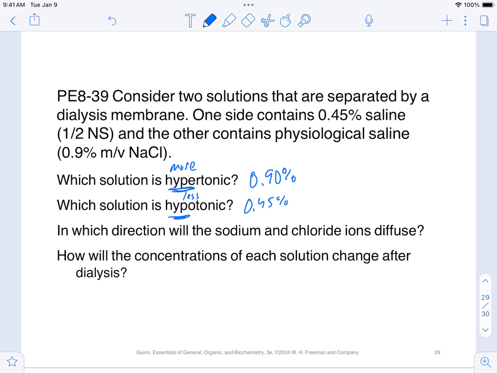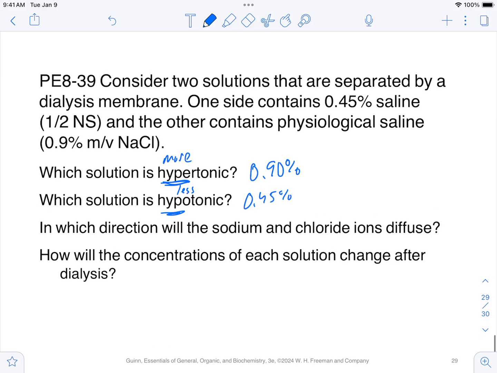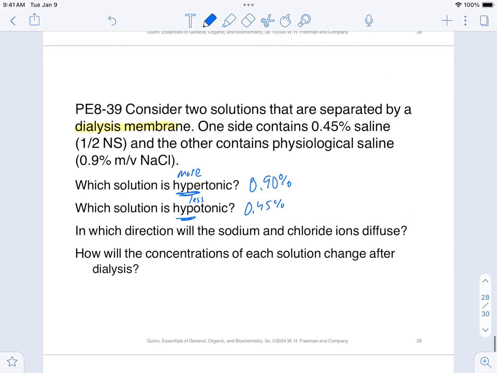In which direction will the sodium and chloride ions diffuse? Because we are talking dialysis, we're going from hyper to hypo. So this would be the 0.9 to the 0.45. And then how will the concentrations of each solution change? Well, the 0.9% will go down, and the 0.45% will increase.